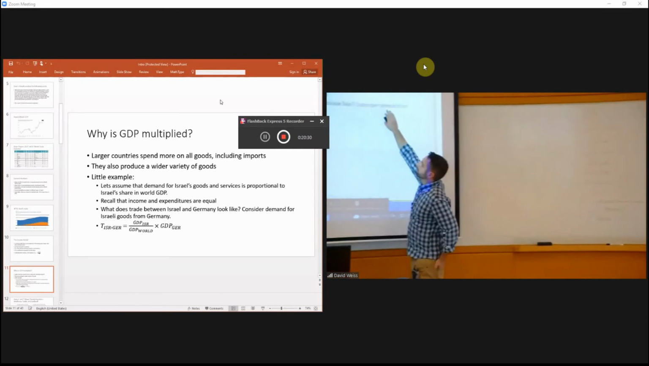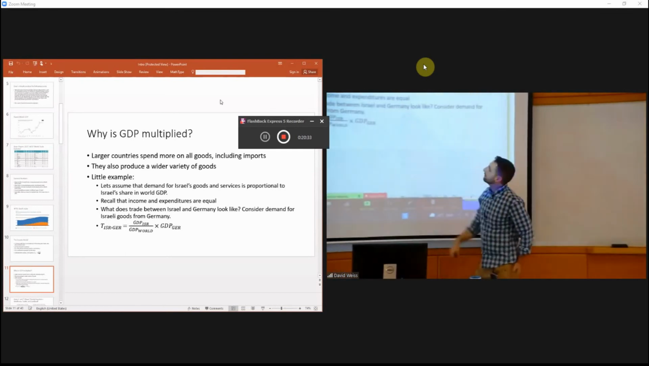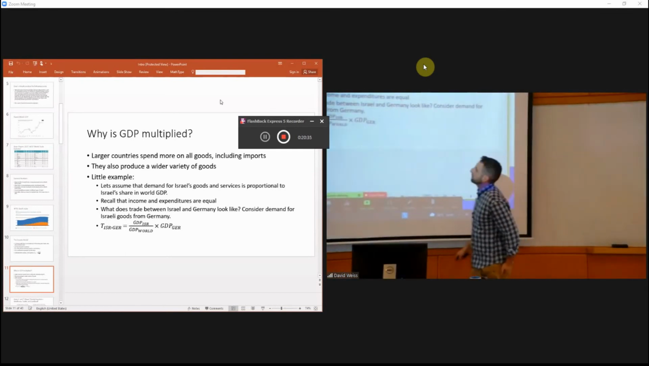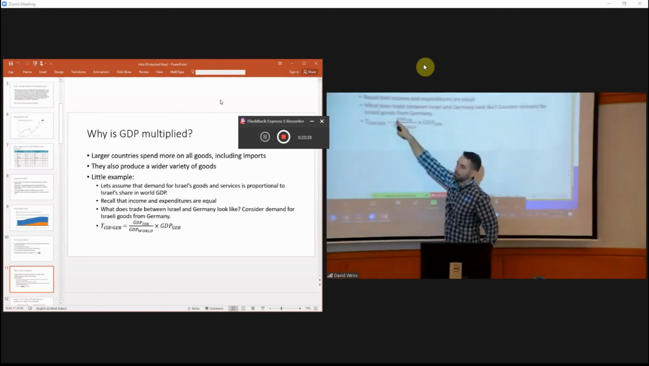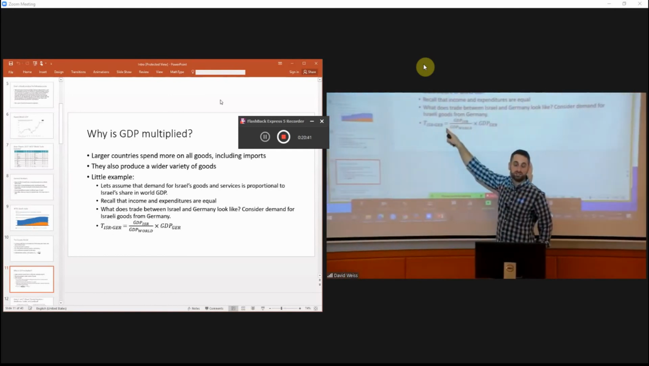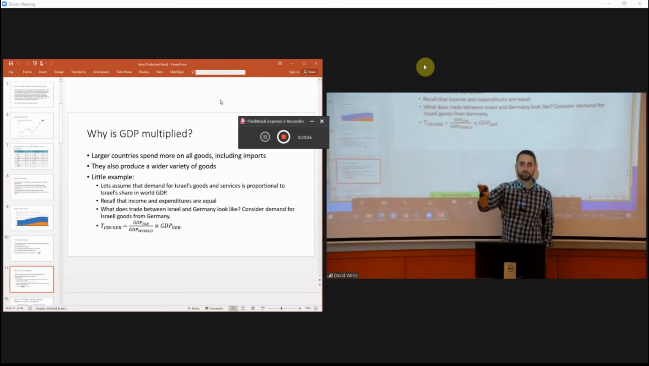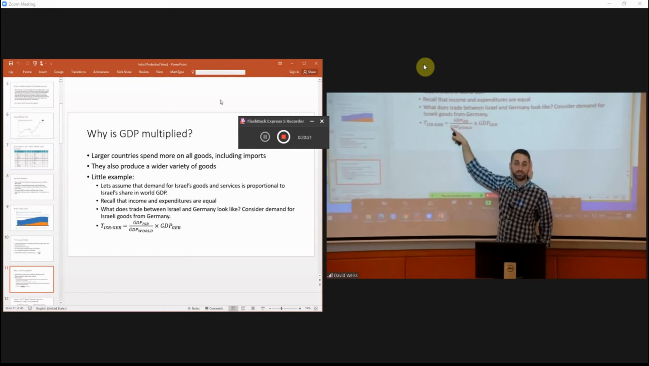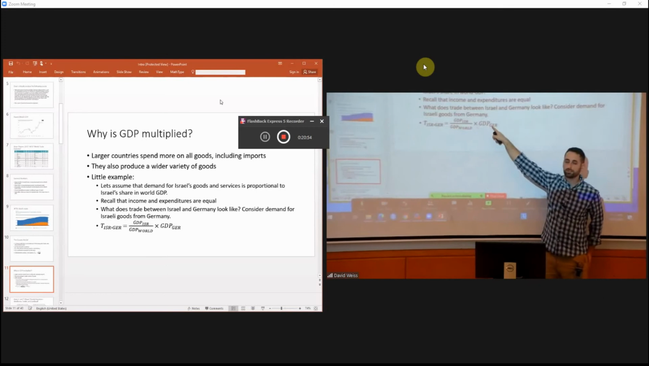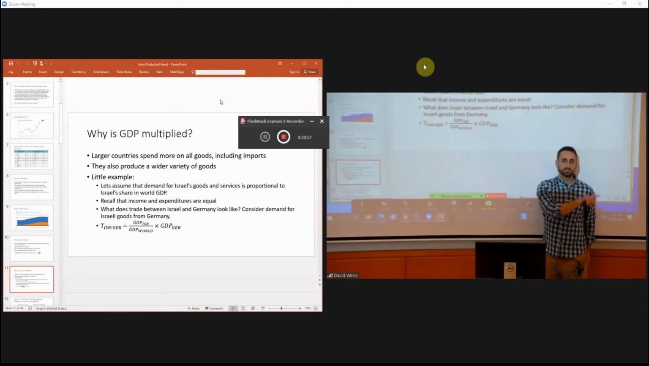Here's a way to think about it. What does trade between Israel and Germany look like? If this is Israel's fraction of world GDP, maybe this is the amount of stuff it should be buying from Germany. If this doesn't speak to you, if you like my other metaphor, that's fine. This is Israel's fraction of world GDP. This is Israel's fraction of spending. So that's how much of Germany's stuff Israel should be buying. Different way of thinking about it. If you understood my first metaphor better, that's fine. Can I get a show of hands who understood at least one of my metaphors? Okay, great. So we're good.